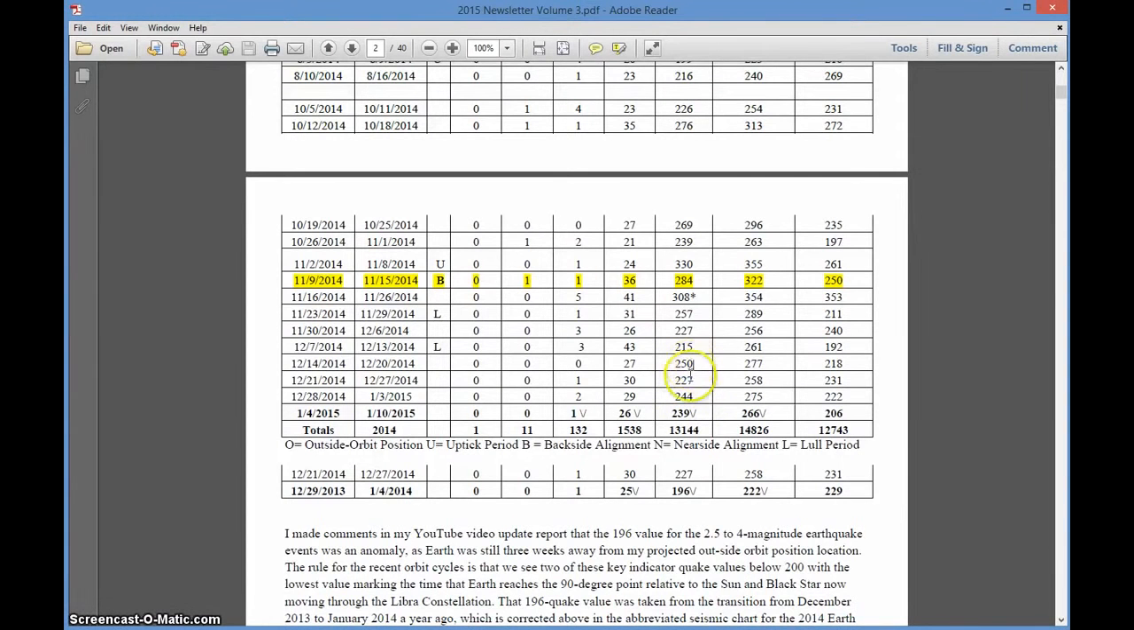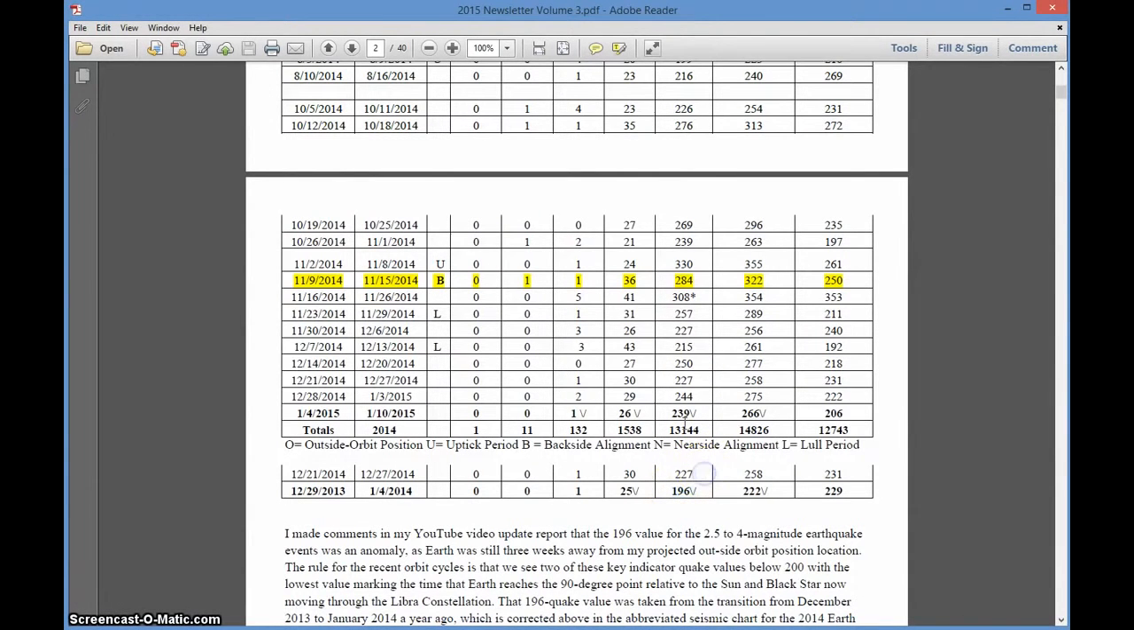See, I saw this big drop from 250 to 227. I look at the date and I go, holy cow, I'm going to reach outside orbit position the first week in February. This value is much too low. In other words, I'm going to see a bounce before I start going down again till I finally reach a value that's going to be in the 180s. And there's going to be two of these values below 200 together.